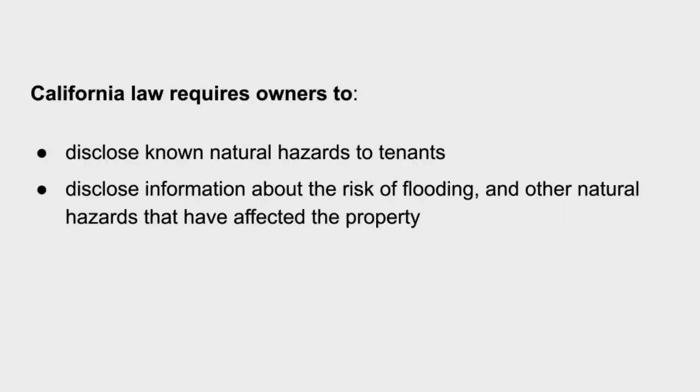To protect tenants from natural hazards, California requires owners to disclose known hazards to tenants, specifically disclosing information about risk of flooding and other natural hazards that affected the property. This can help tenants make informed decisions about whether to rent the property and allows them to take necessary precautions to minimize their risk of harm. Therefore, a property owner must provide a tenant with a flood hazard report at the time of signing.